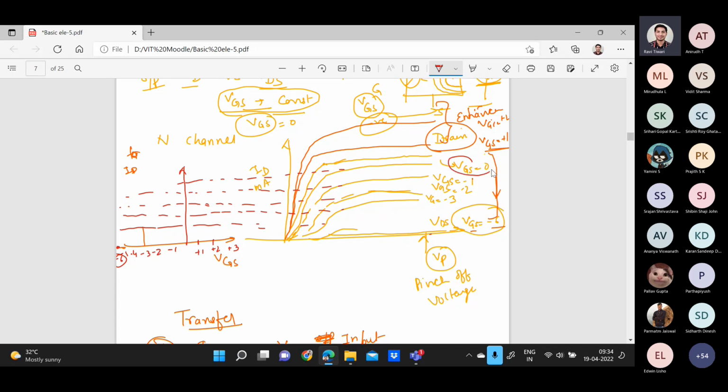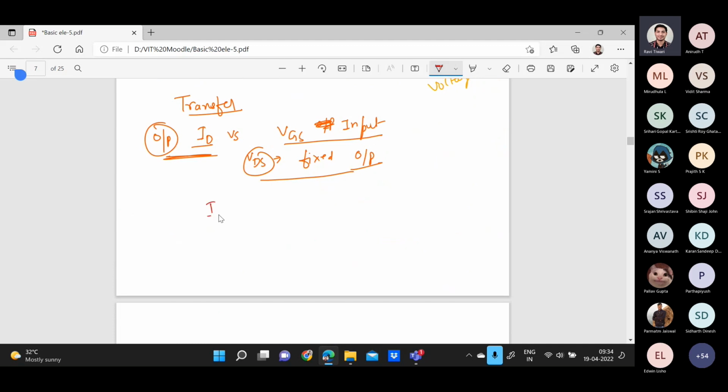For example, for VGS equals 0, the value of ID is this one, so it will be like this. If you plot for VGS equals -1, you can make a constant line here. You can assume this is VDD, and wherever it cuts this line, you mark it here. So it will come like this, increasing. The current you get at VGS equals 0 is called IDSS.